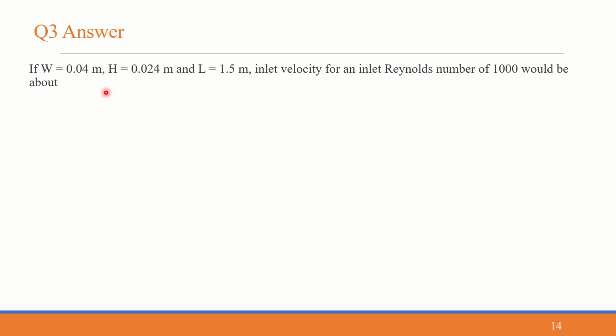So first, if W is 0.04, H is 0.024 and length is 1.5 meter, inlet velocity of air for an inlet Reynolds number of 1000 would be about dash.